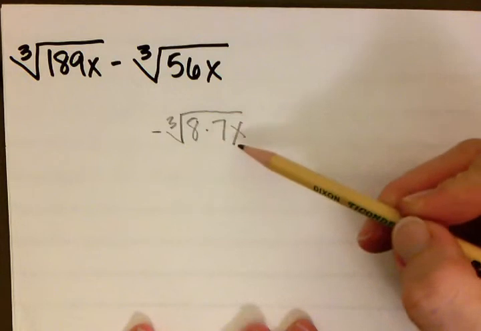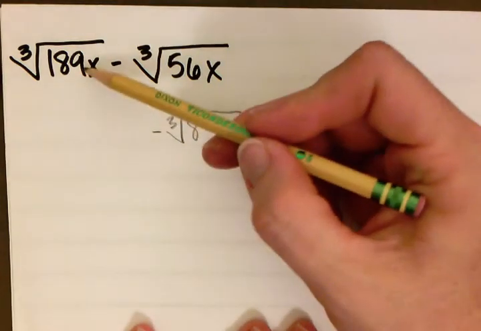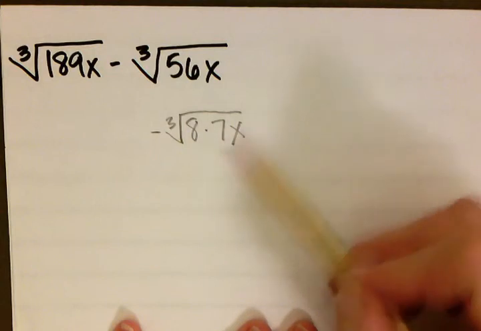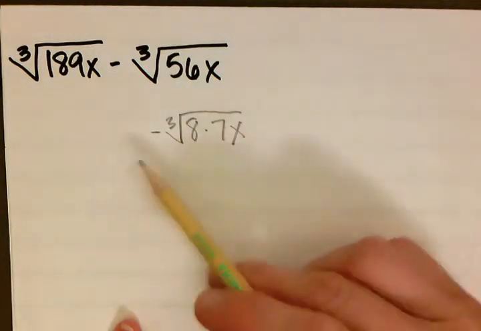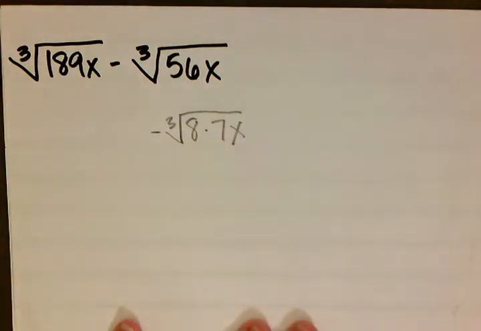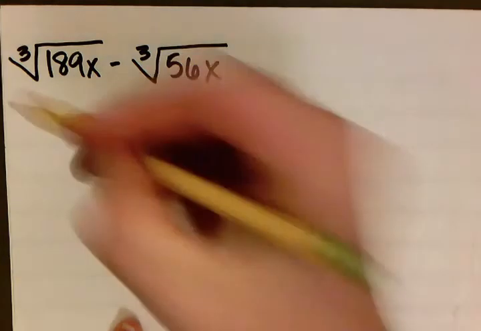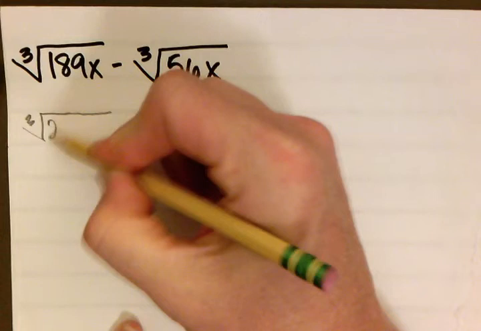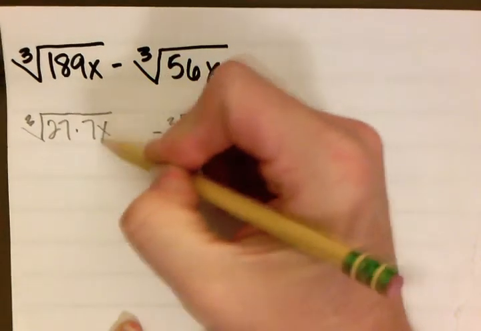If we use 7x and think about how we might be able to put that into 189x, 3 cubed is 27, and 27 times 7 is 189. So sometimes you want to look at the easier one and maybe help you along with the one that seems more difficult. So in this case, we're going to have here the cube root of 27 times 7x.